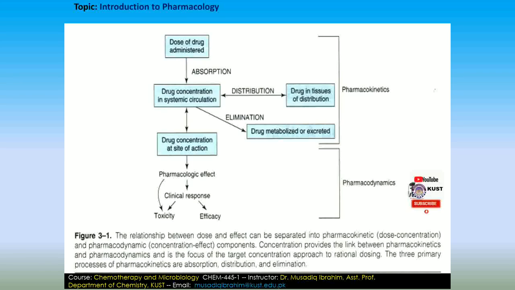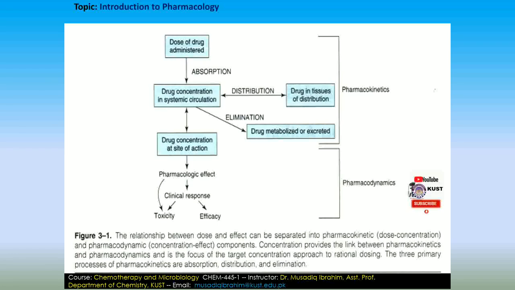And then when the drug is in the blood and it reaches the site of action, pharmacodynamics starts. Pharmacodynamics is actually the pharmacological effect, clinical response, toxicity, and efficacy. These are all studied in pharmacodynamics.